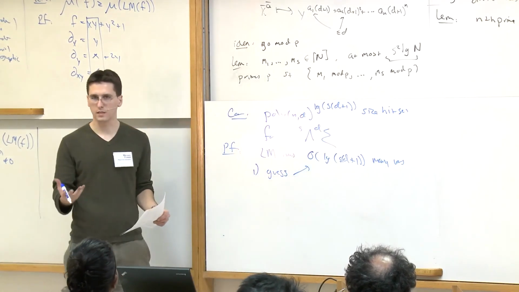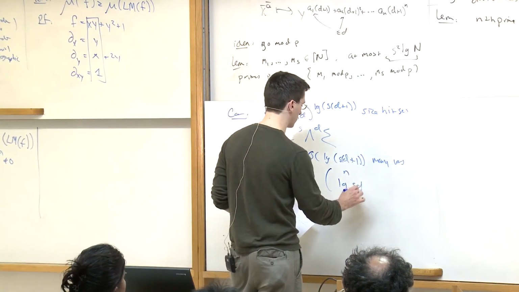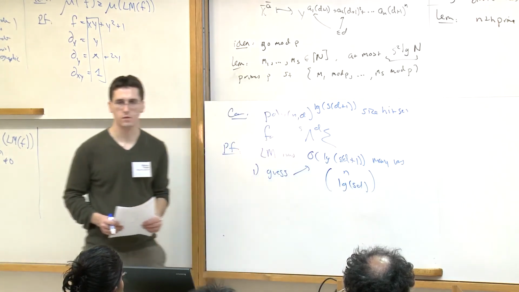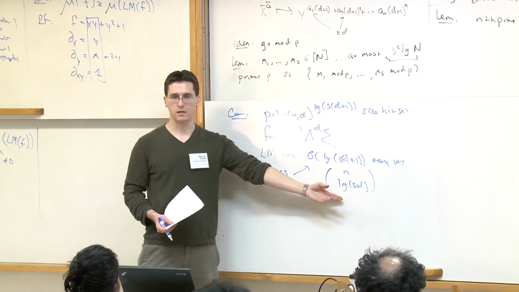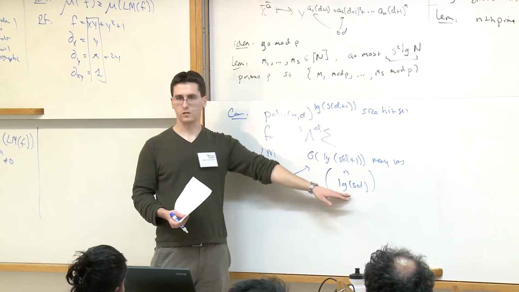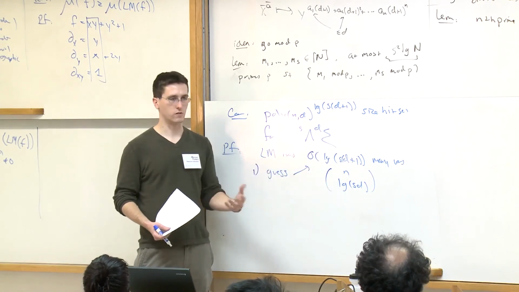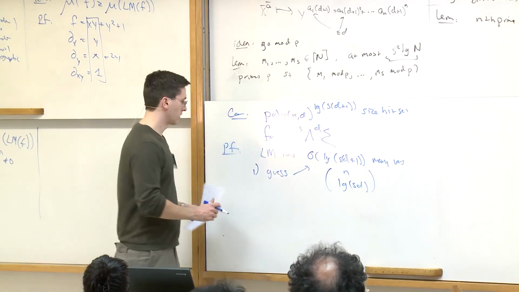And how many possible guesses are there? It's basically going to be n choose log s times d. This is the number of possible guesses that we can have. And this, you can note, is quasi-polynomial. It's n choose something which is logarithmic. And there's no issue in black box here. We're just guessing stuff.